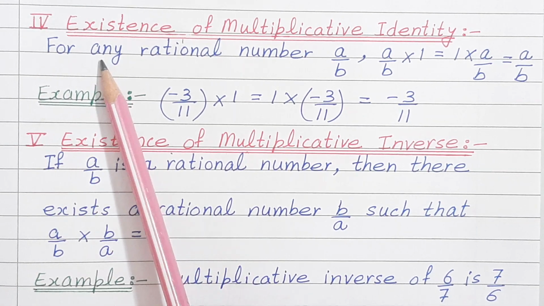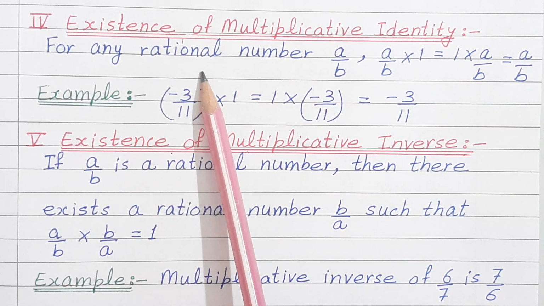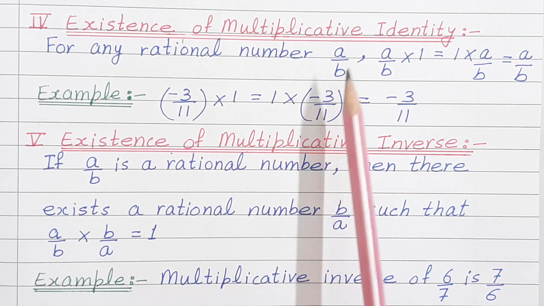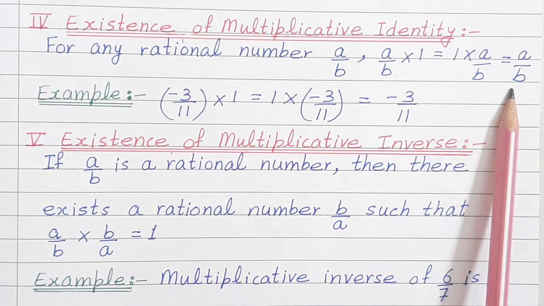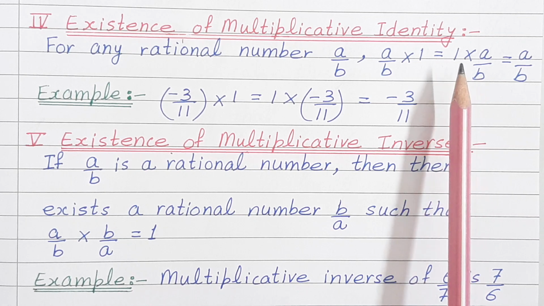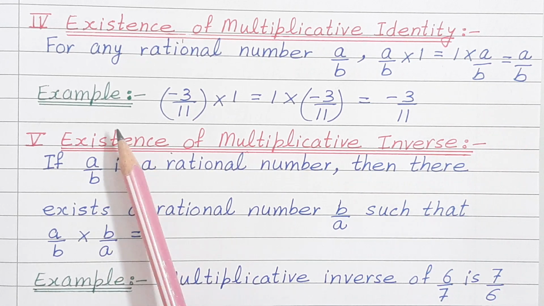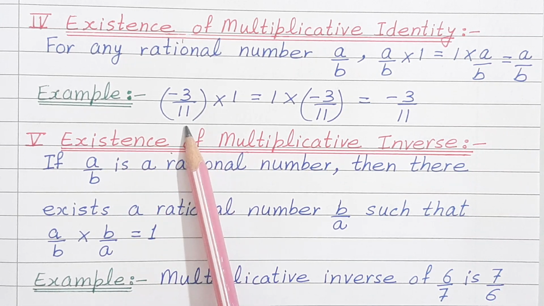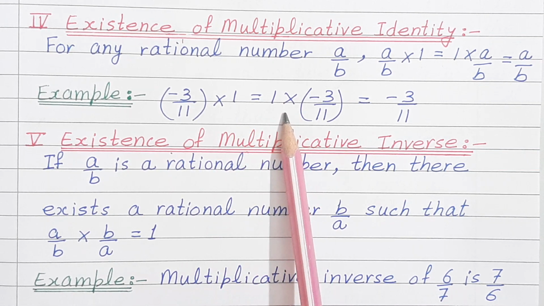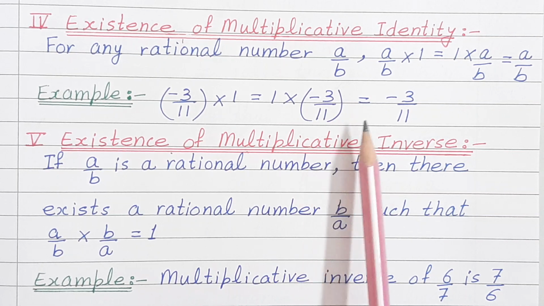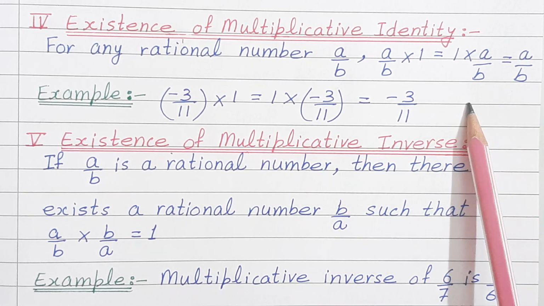Now let us discuss the next, that is existence of multiplicative identity. For any rational number a upon b, if you multiply a upon b by 1, the result is a upon b. Also, if you multiply 1 with a upon b, the result is also a upon b. For example, minus 3 upon 11 multiplied by 1 is equal to 1 multiplied by minus 3 upon 11, which is equal to minus 3 upon 11. I hope it is clear.